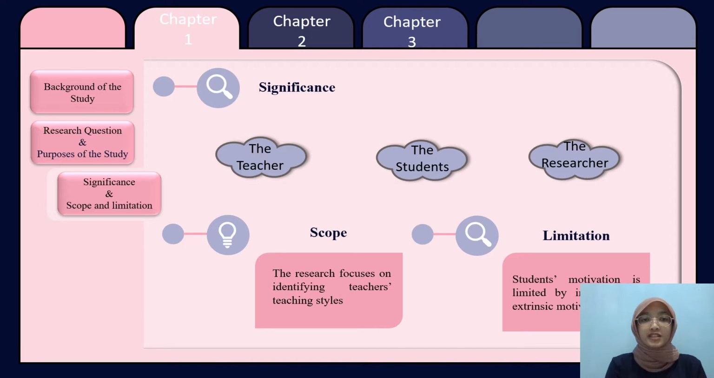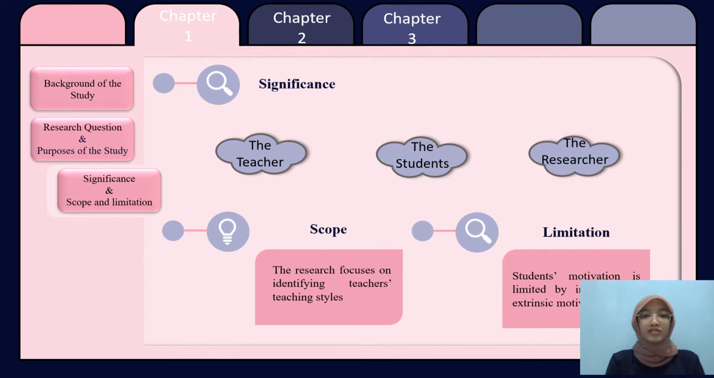And last, the researchers. This research will give many benefits, especially to improve researchers' knowledge about teaching style and motivation. The knowledge about teaching style and motivation will be applied by the researchers as candidates of teachers who contribute to a better education. And then the scope of the research: the research focuses on identifying teachers' teaching style, and the limitation of this research is that student motivation is limited to intrinsic and extrinsic motivation.